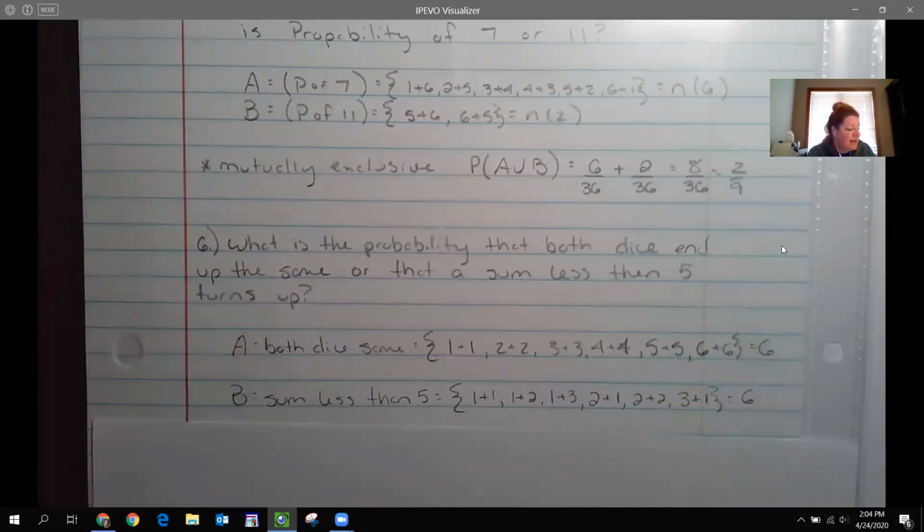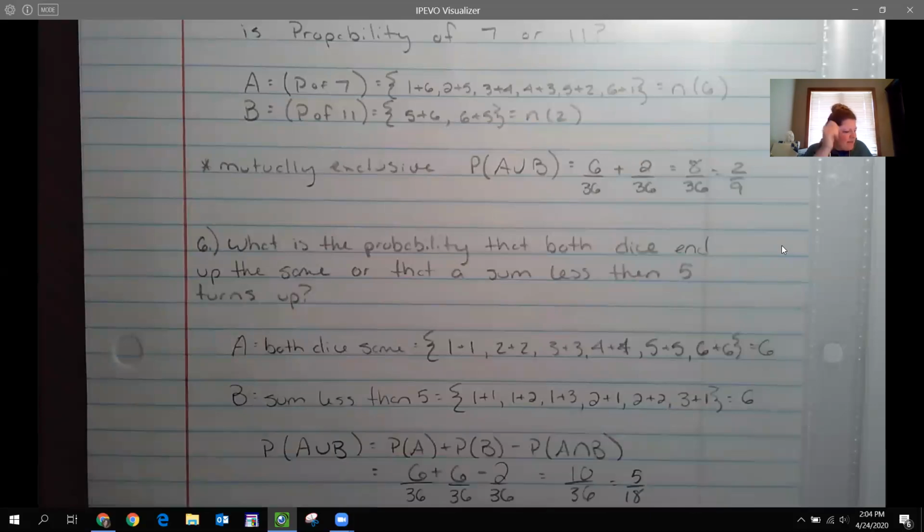And what about the sum less than 5? So 1 plus 1, 2 plus 2, or 1 plus 2, 1 plus 3. But if I did 1 plus 4, that's going to get me 5, and we need less than 5. So then we go to 2. 2 plus 1, 2 plus 2. But I can't do 2 plus 3 because that's 5. And we can do 3 plus 1, and then we can't do 3 plus 2. So those are the only ones. So there's 6 of those.